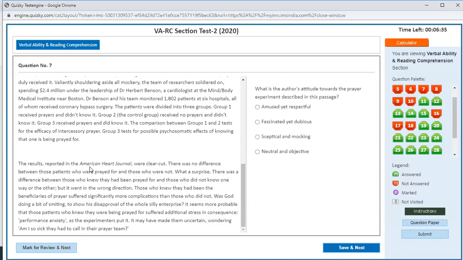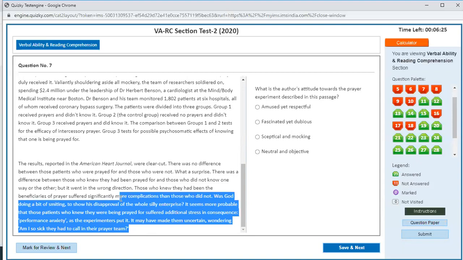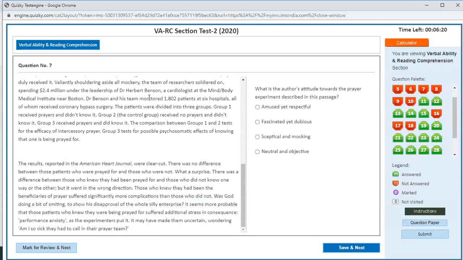Performance anxiety, as the experimenters put it. It may have left them uncertain, wondering, am I so sick that they had to call in the prayer team? Awesome. But yeah, the last 3-4 sentences have kind of affirmed my idea about the passage.